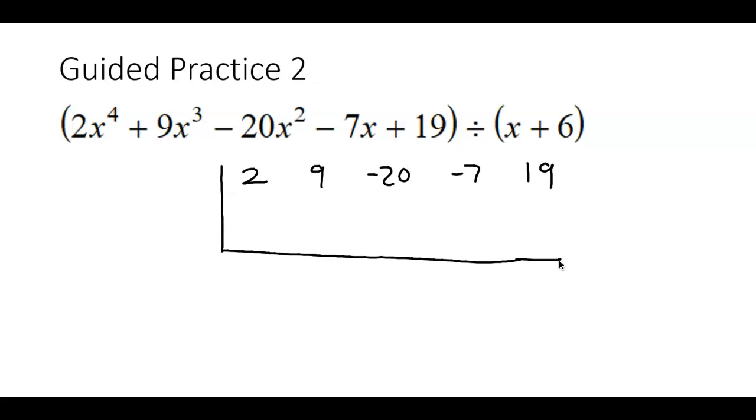And Bellin, what goes here? Good. -6. You do the opposite of this number here. So -6.